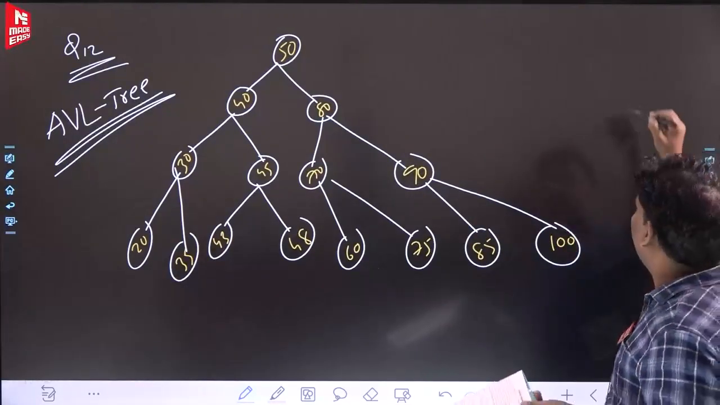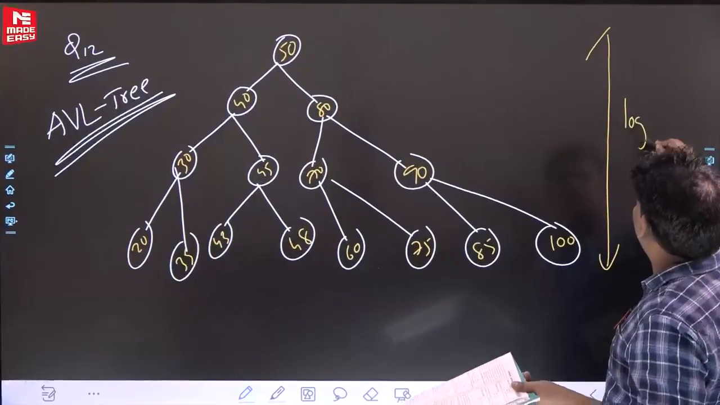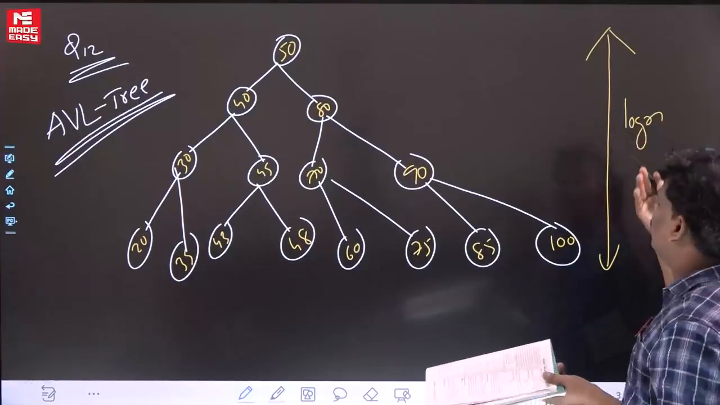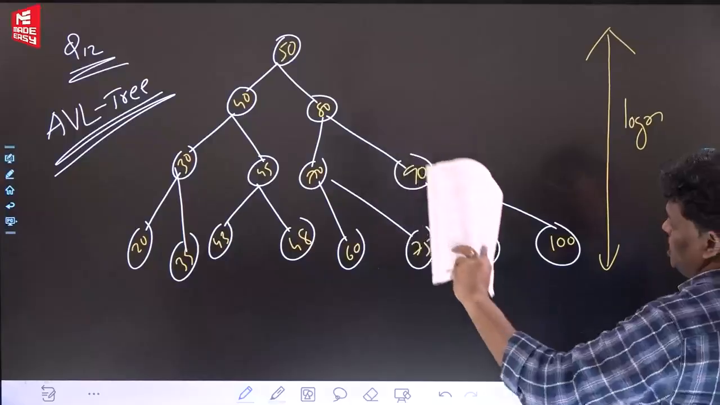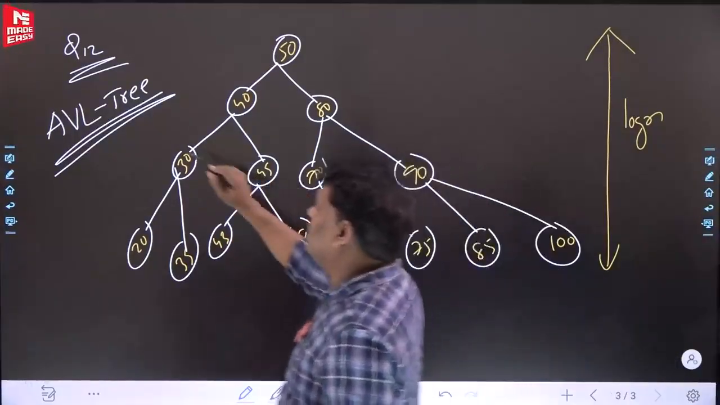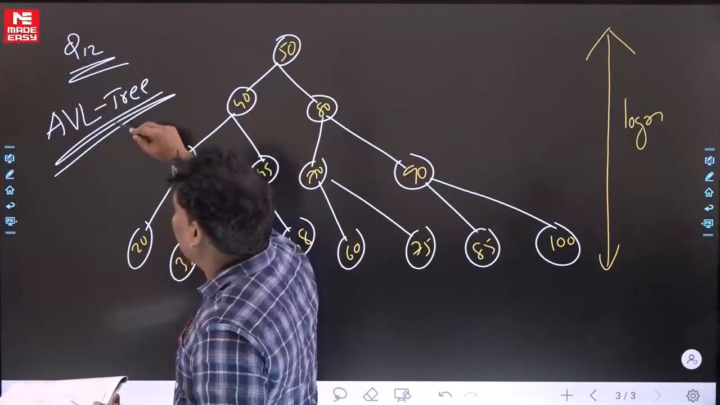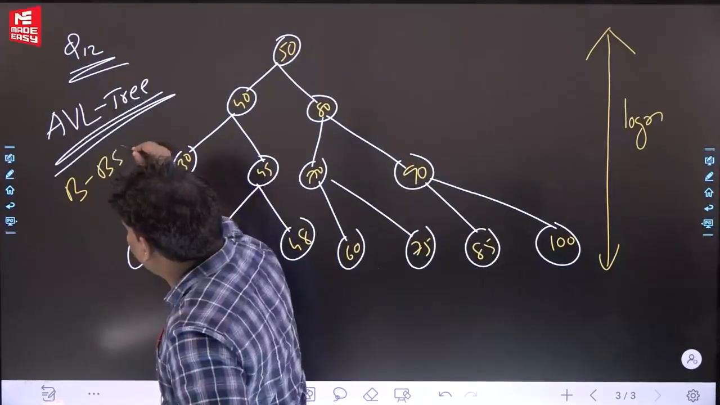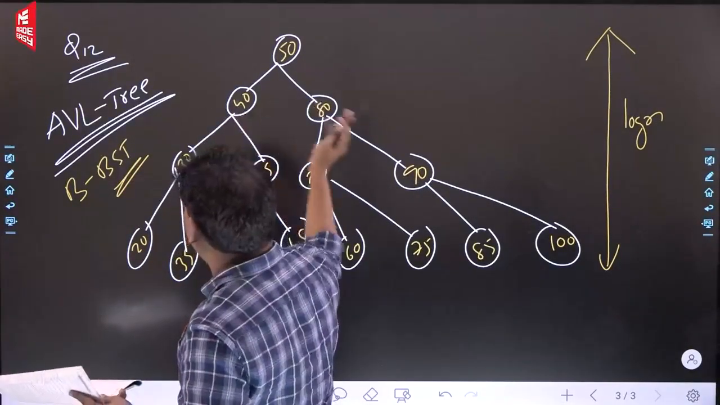AVL tree contains log n levels. Please be careful: whenever balanced is not mentioned, there may be a chance of n levels also. I am repeating once again. Question number 12 is talking about AVL tree. AVL tree is nothing but a balanced BST. BST means binary search tree: left smaller, right greater.